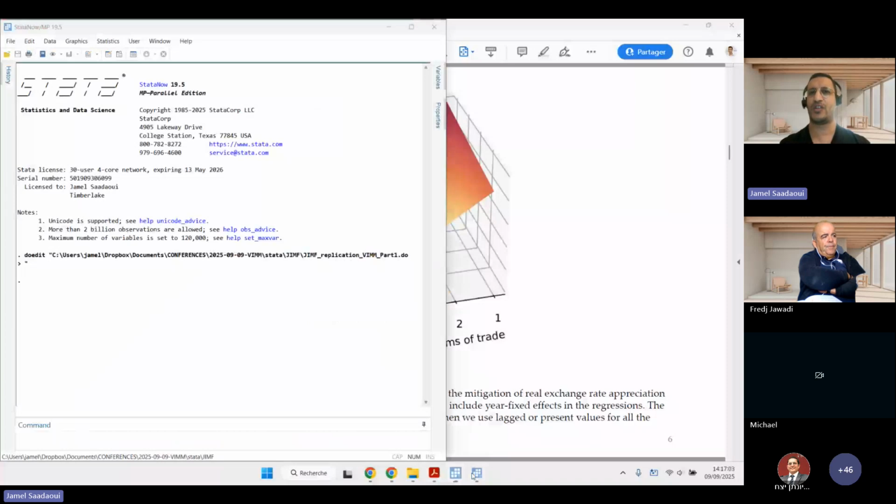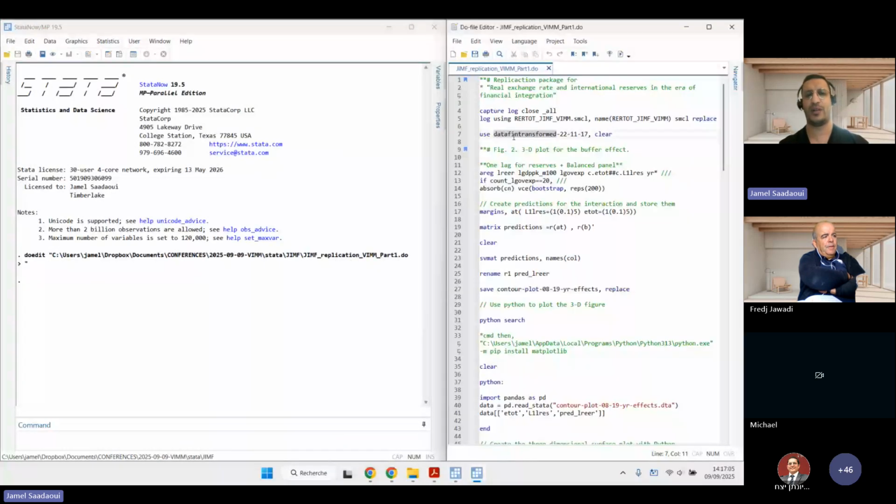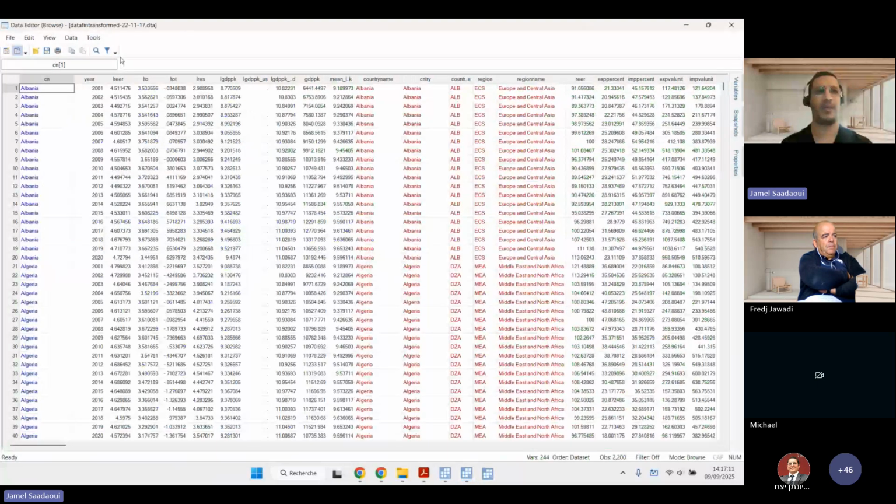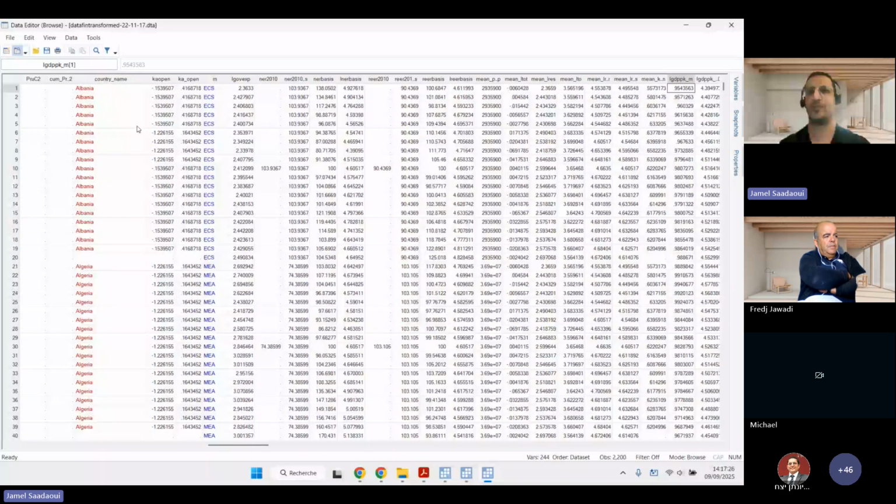So we load the data, and I will show you the data. Jonathan, please tell me if I have to speed up. So the data is here. You have a country, you have a year, and you have variables which have been transformed, and everything is explained in the paper, so I will not spend too much time here. Of course, when you write a paper, there are a lot of variables that you don't use in your data set.